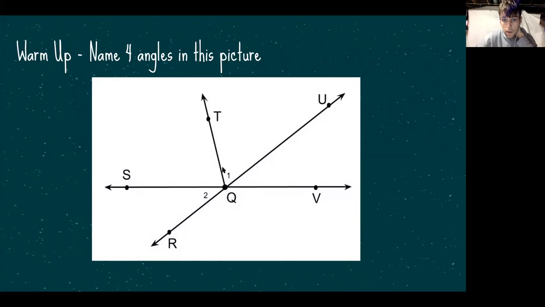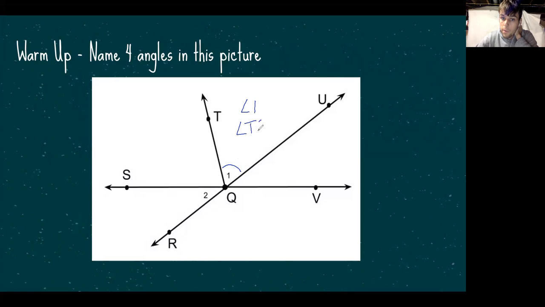So if we want to talk about, for instance, this angle right here, there are a couple different ways that we can do it. The easiest way would be to just call it angle 1, right? This symbol meaning our angle, and then we just use the number that's in there, and that refers only to this angle. Another way we can do it is to use the 3 letters that kind of define the sides and the vertex and the other side of our angle. So we could name this angle TQU.